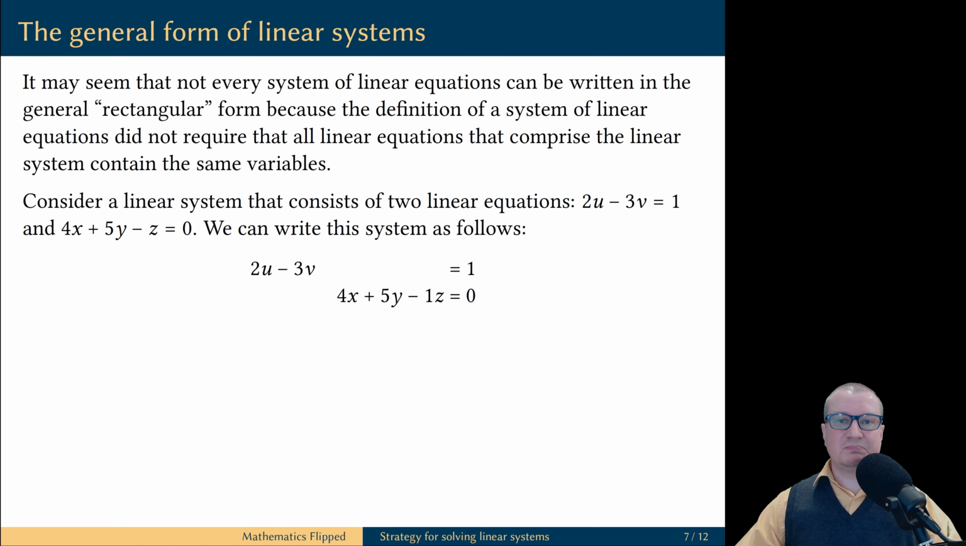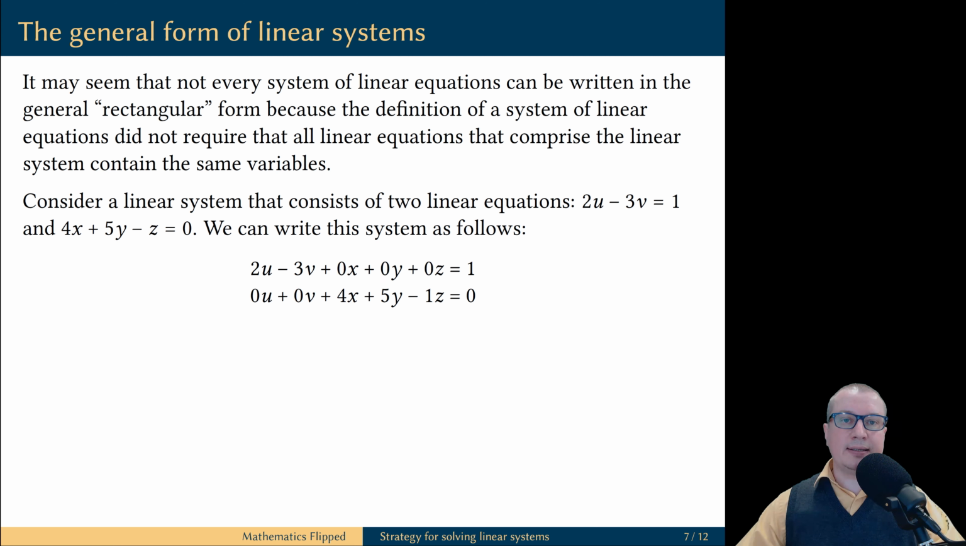Let's take a pretty bad case. I'm going to take two linear equations. The first equation is going to be in two variables, u and v, and the second equation is going to be in three variables, x, y, and z. Now, these equations share no variables at all, yet I claim they comprise a well-defined linear system. Let's write these equations next to each other, and let's make sure that we separate the variables vertically into separate columns. You see the idea now?